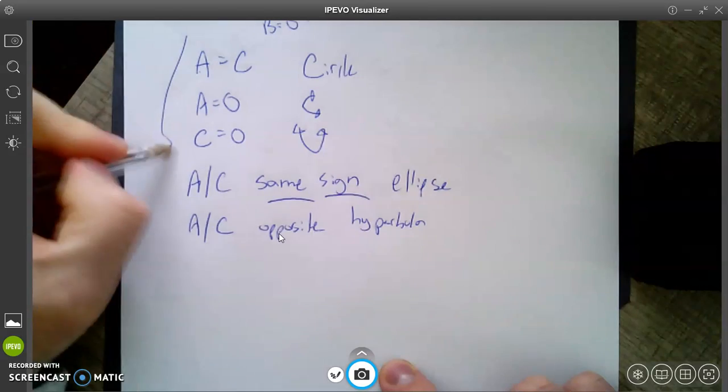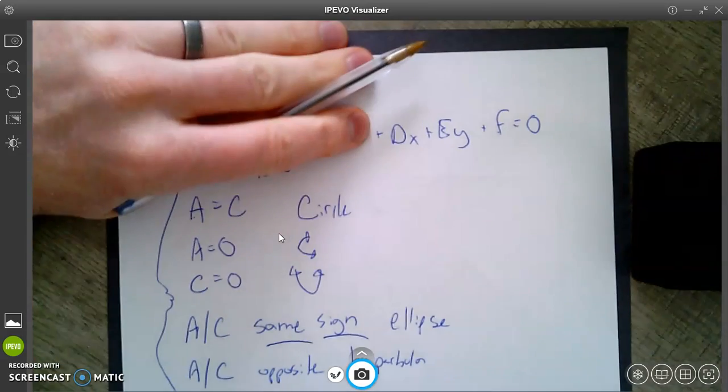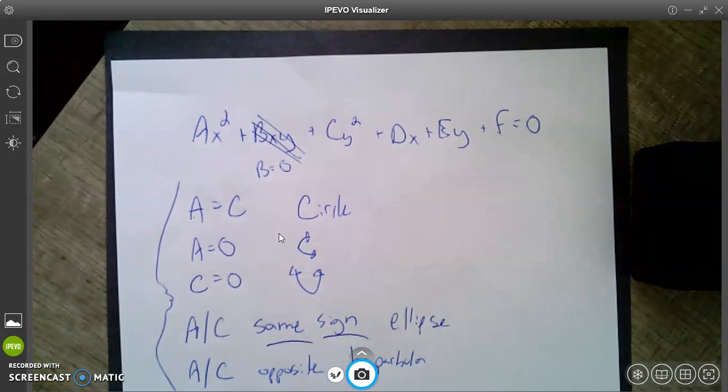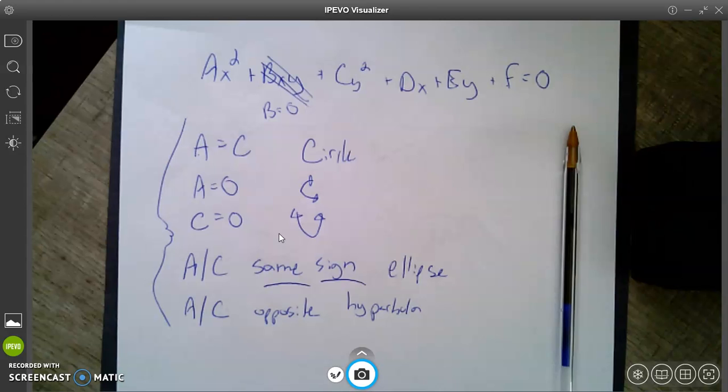Okay, so we have this nifty little chart here. If a and c are both 0, that's a line. It's just going to be an x and y term. A point is just a point. I think that covers them all. Okay, so that's a little shortcut, a little summary of the notes Miss Kennedy gave to us.